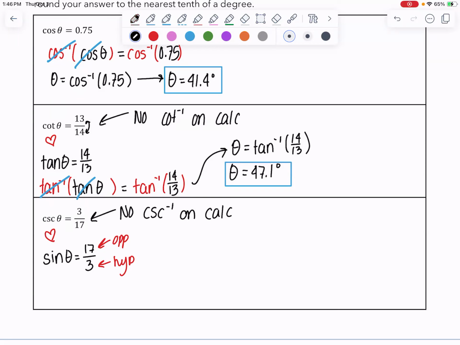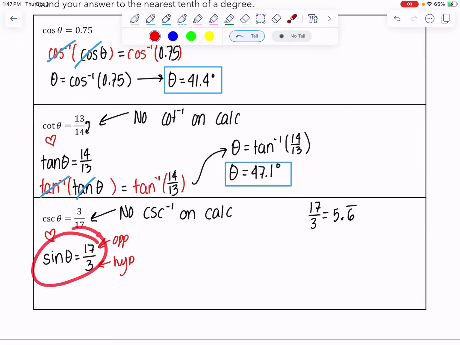Another weird thing is that 17 over 3 is equal to 5.6 repeating, and we know that sine as a function only outputs numbers between -1 and 1 because it's the possible y values on the unit circle. So there's no way sine of theta is going to be equal to 5.6. It's just not going to happen, not unless you change this function and made it like 6 sine of theta.